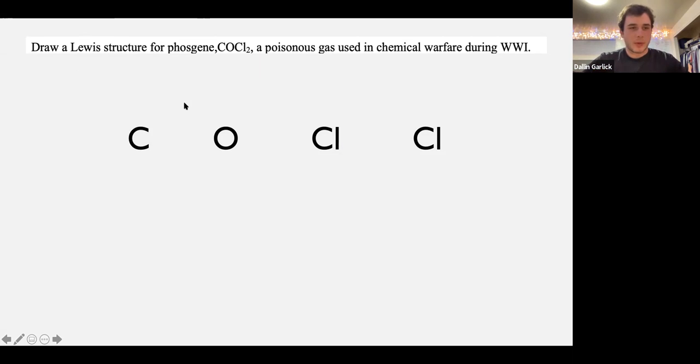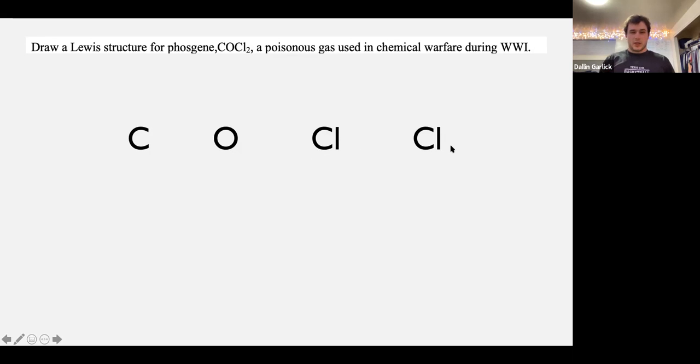A little bigger one now, with some more electrons. So these are from the practice or the recitation problem sets, and I just grabbed some questions from there so we can look at it simply, and it makes it easier for you to go back and look at it again if you want. So we're drawing a Lewis structure for COCl2, a poisonous gas used in chemical warfare during World War I. So we take our individual elements: carbon, oxygen, and chlorine and chlorine.